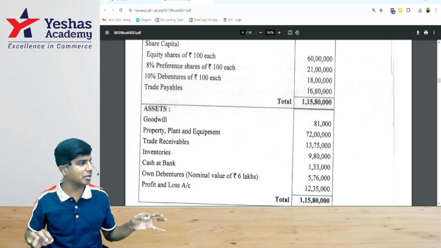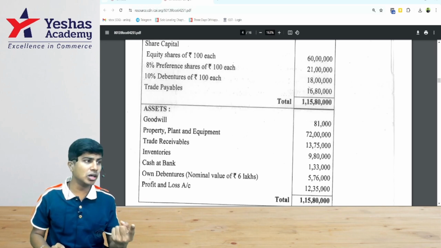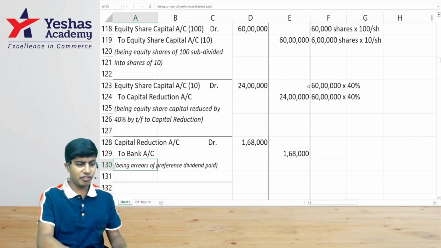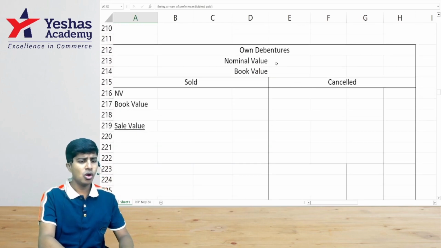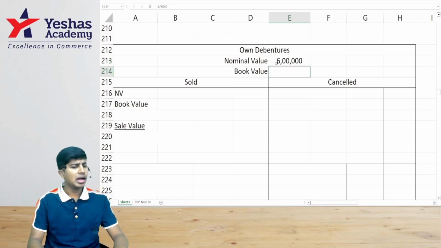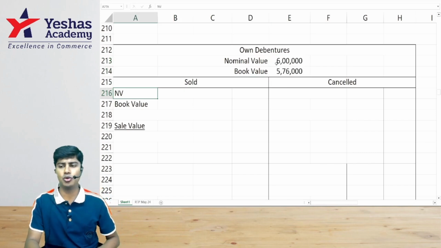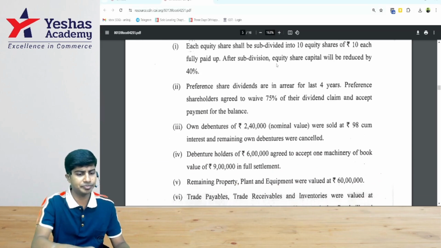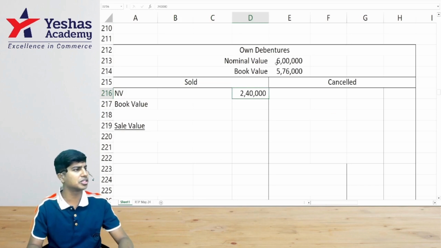What do? We tear that debenture, but they're not tearing completely. Some part of the debentures are sold, some part of the debentures are cancelled. I will do the same, but first we'll do one detailed working note on this, because it's slightly tricky. Own debentures. Nominal value of own debentures that I have is 6 lakh and book value is 5 lakh 76. And we have sold. What nominal value of own debentures are sold? It's given in the question. 2 lakh. Very good. 2 lakh 40,000 is a nominal value of debentures sold.